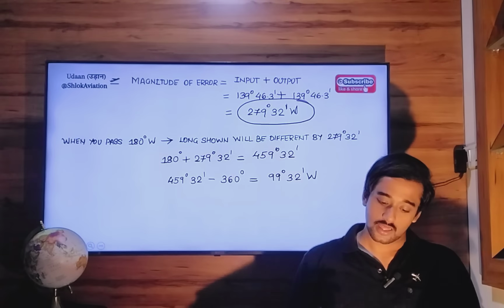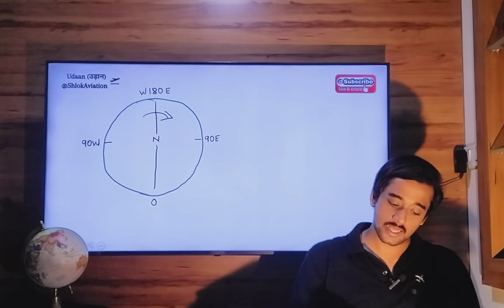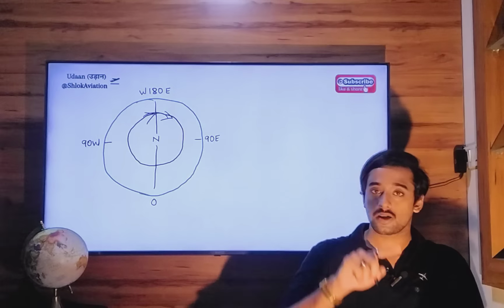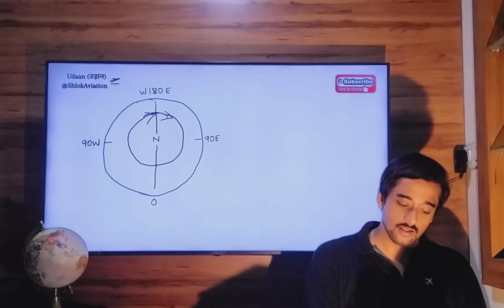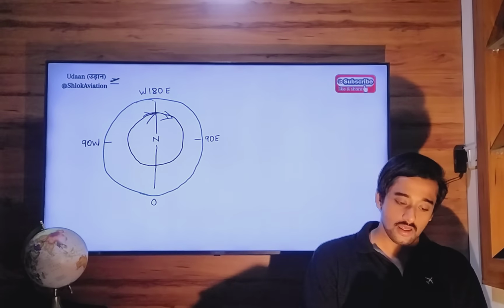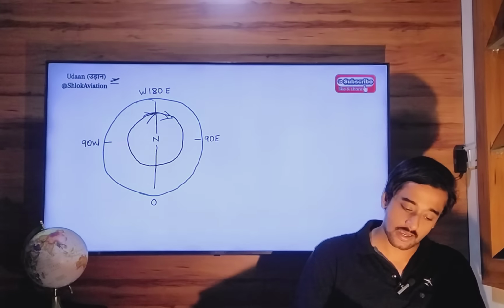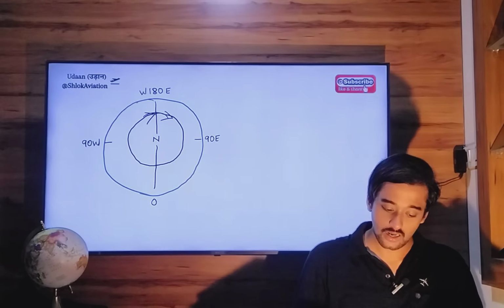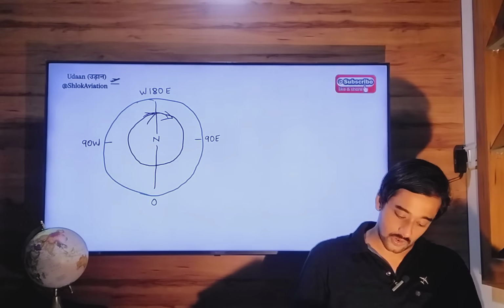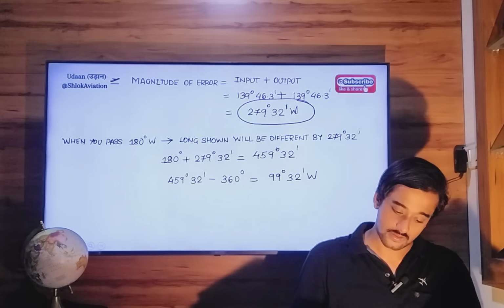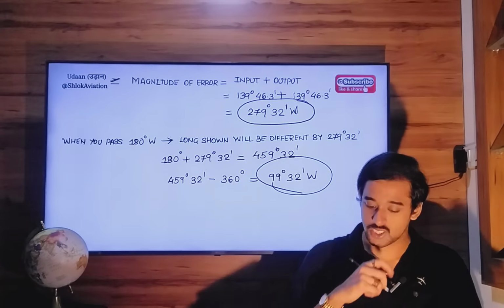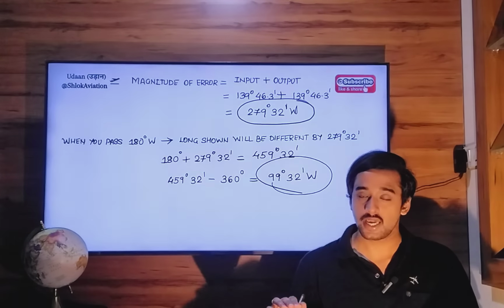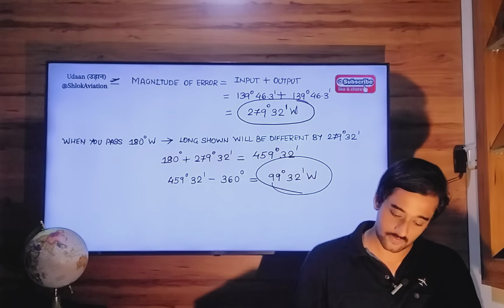Okay, so when you add 279 degree, that much error, to this 180 degree, you get a value of 459 degree 32 minutes. 459 degree 32 minutes means this complete 360 degree, plus additional approximately 99 degrees. So you will find that position in the western hemisphere. That's why you have subtracted 360 degree and you will be left with 99 degree.